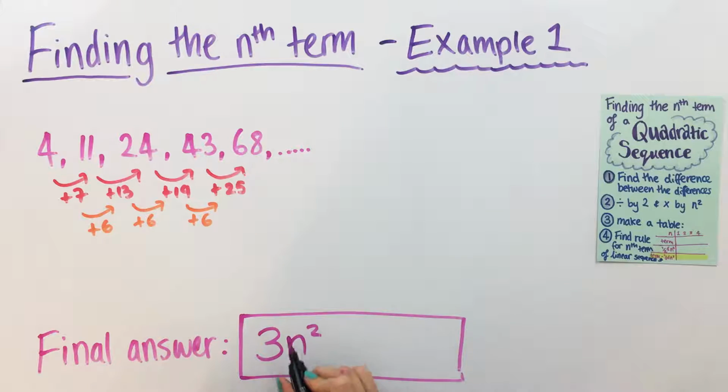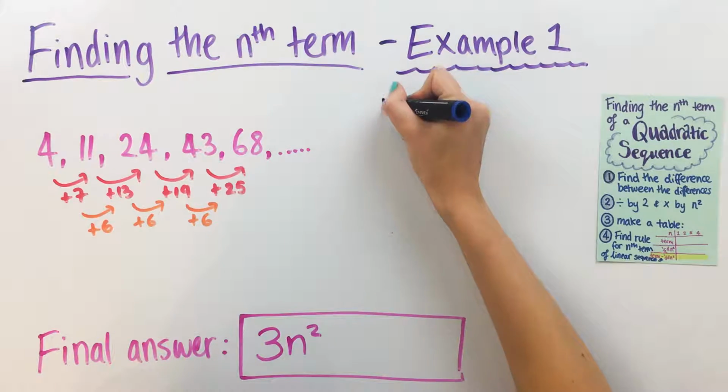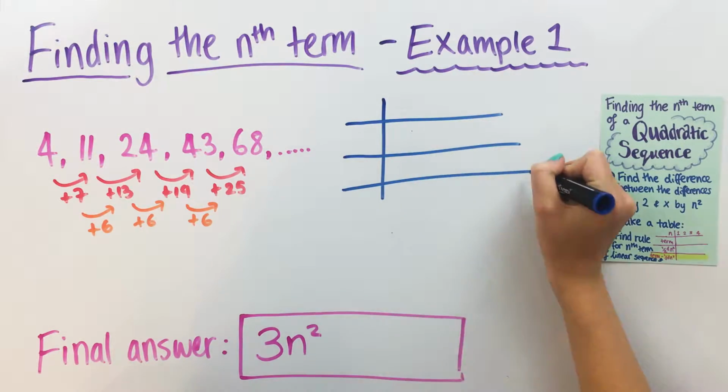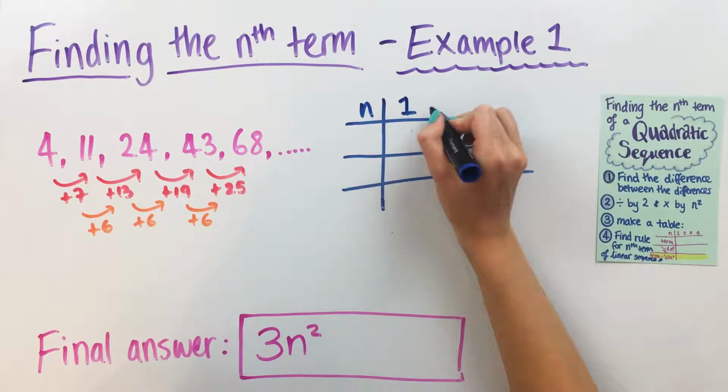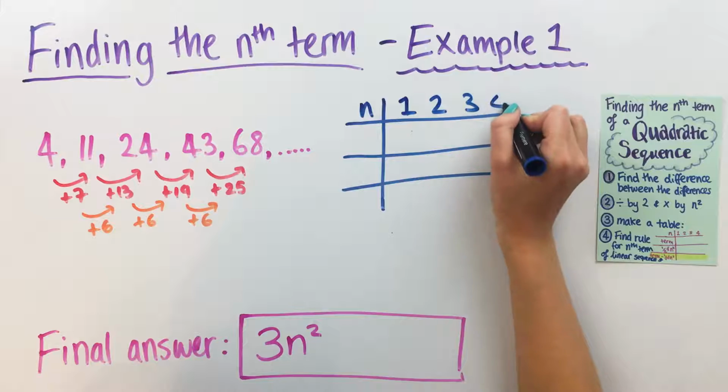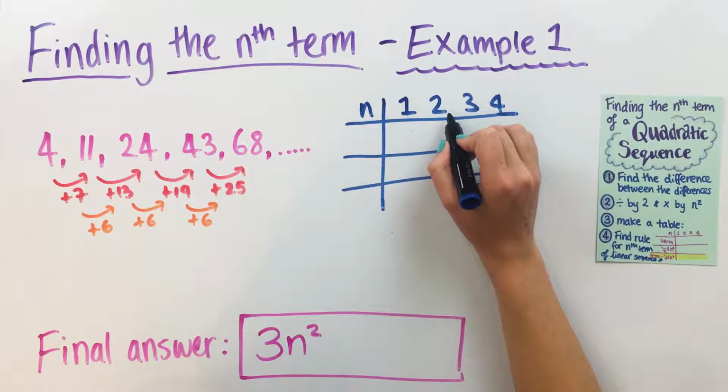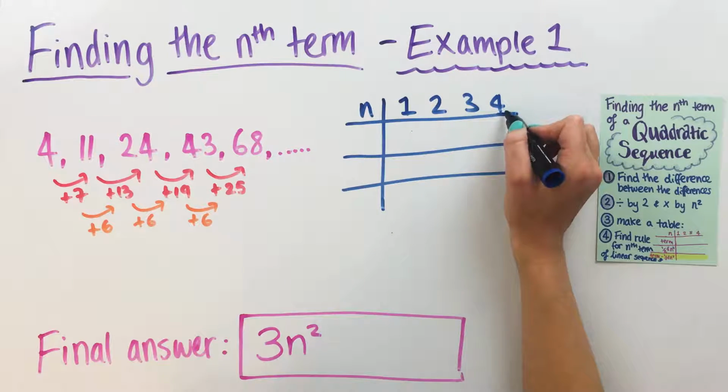So we now know what the n squared term is in our nth term, but we're still missing some other terms that we need to work out. For step 3, we make a table. The table we need looks like this. It's going to have 4 rows. In the top corner we write n, and then we write 1, 2, 3, 4. This stands for the first term, second term, third term and fourth term of our sequence.